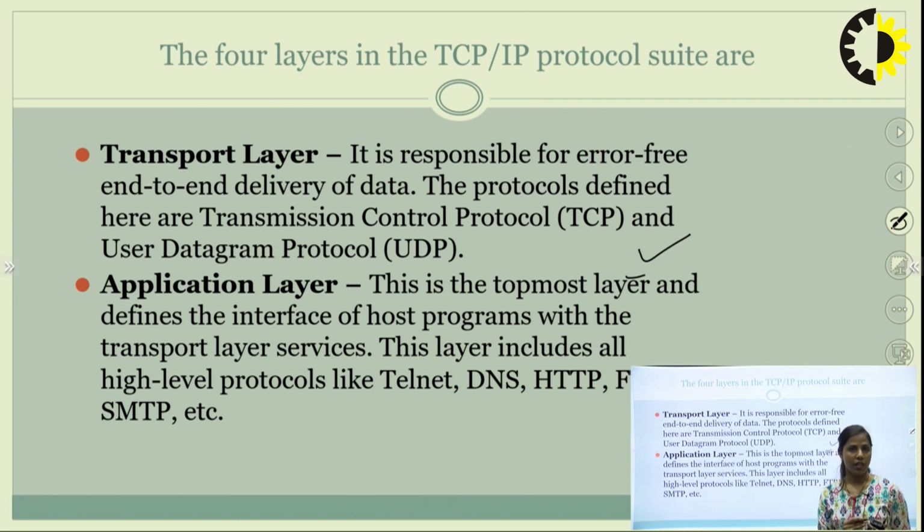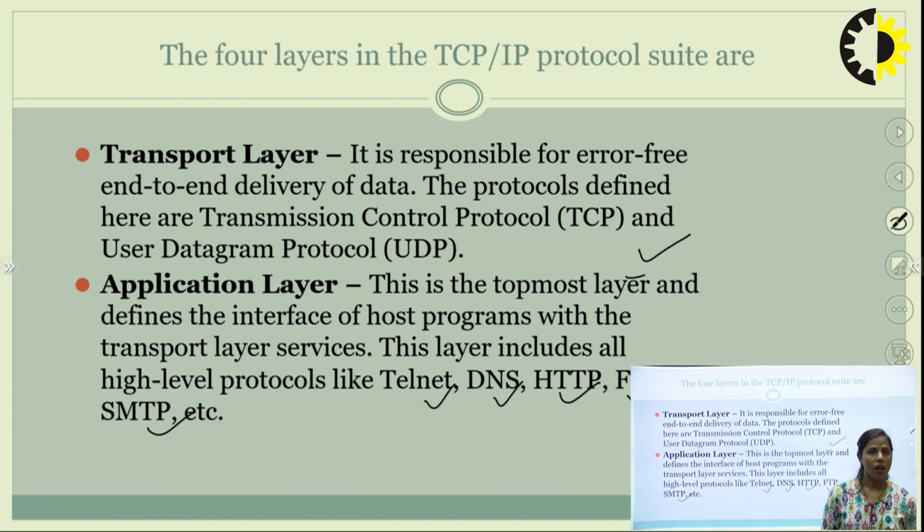Whatever information we are transferring, the application layer does not involve the data handling done behind the scenes, or the concepts applied behind it. It just shows the output, what information you got and what information you transferred. This involves only the application layer. It defines the interface for host programs that use the transport layer services. It includes various protocols like Telnet, DNS, HTTP, FTP and SMTP. These are the various protocols involved in the application layer.